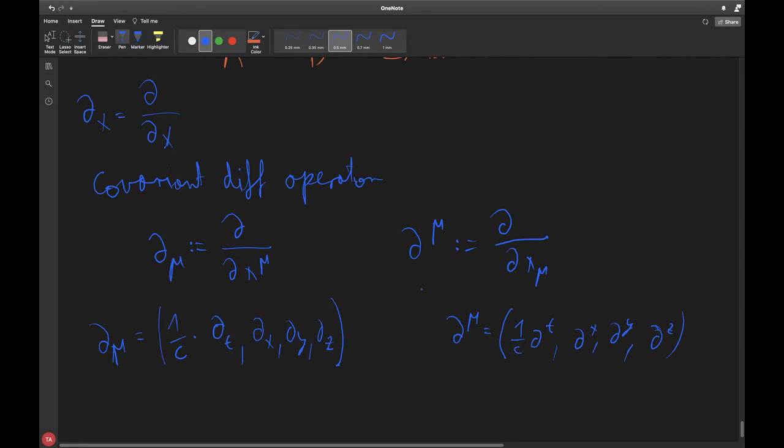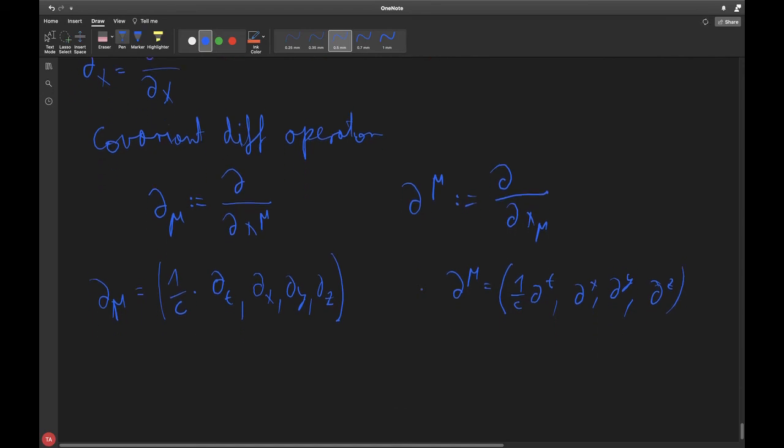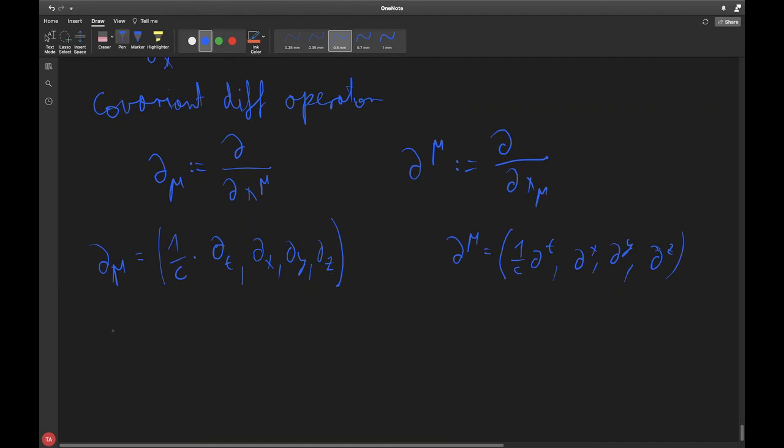And we also encountered this Laplacian operator in the intro part, in the mathematical background intro. And so we can discuss what the del squared means. So del squared means that I am multiplying d mu with d mu. So I have a repeating mu index up and down. So that means it's a sum. So I am summing up 1 over c dt multiplied with the other dt. So that's going to be dt squared, and this second one has 1 over c squared. So that's 1 over c squared plus the minus of the derivative of x multiplied by the derivative of x, minus the dy squared, minus the dz squared.